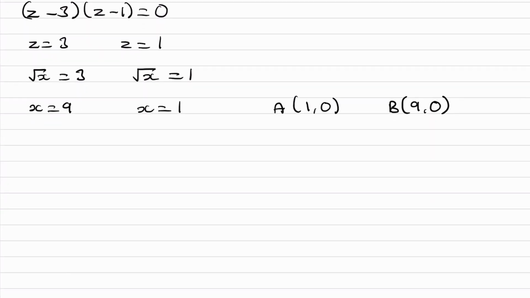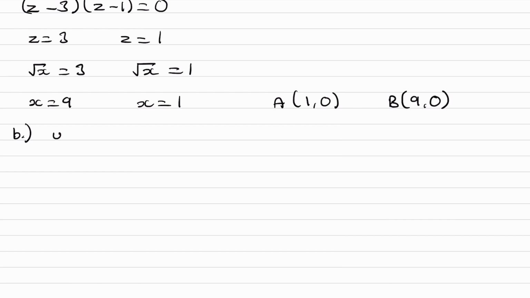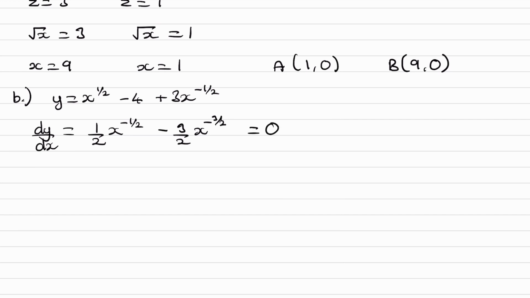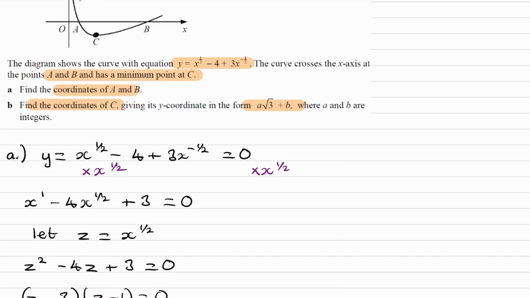Let's write out our equation again. So it was y is equal to x to the power of a half, minus 4, plus 3x to the minus a half. So we first differentiate. This becomes a half x to the minus a half. Minus 4 differentiates to make 0. The second term differentiates to make minus 3 over 2, x to the minus 3 over 2. And we're setting this equal to 0 as we are trying to find out a turning point. At this point, the gradient, or dy dx, is 0.